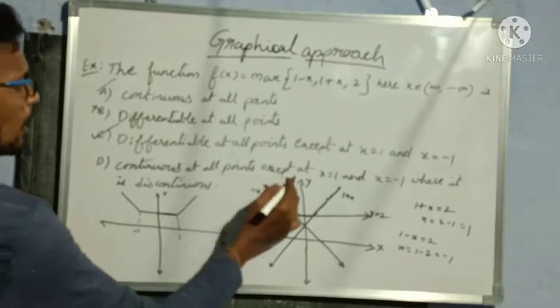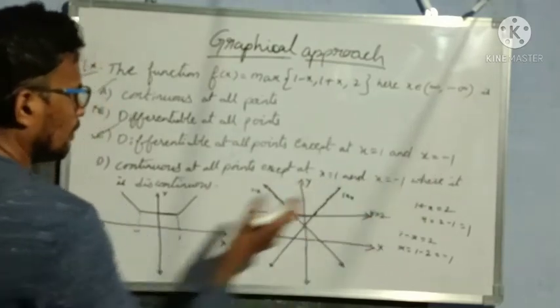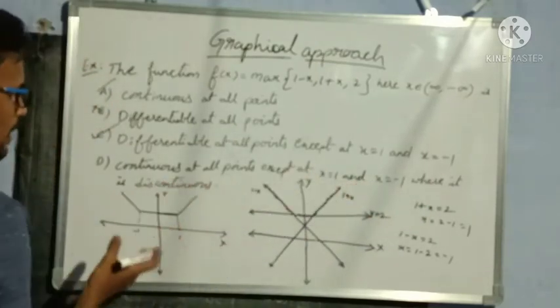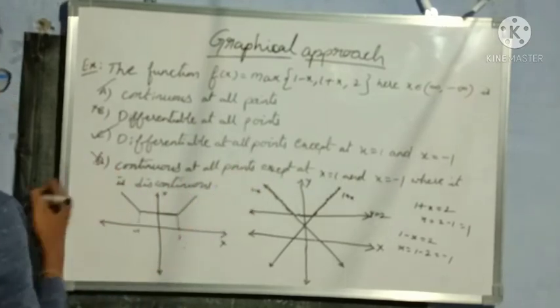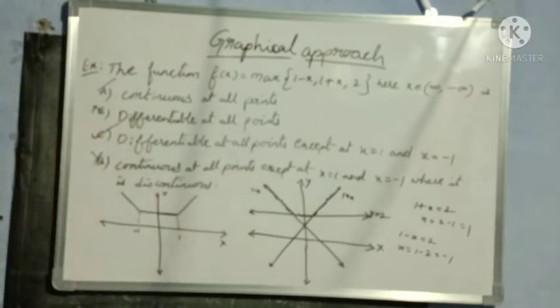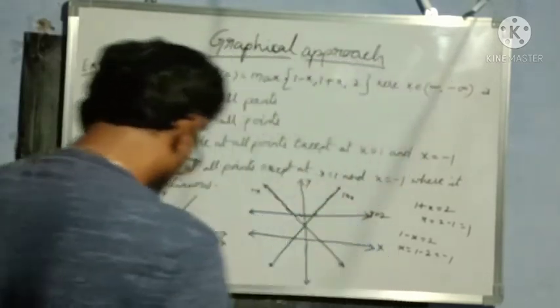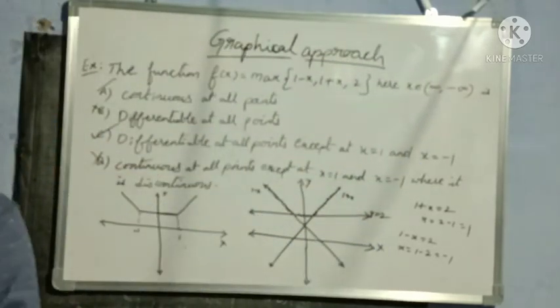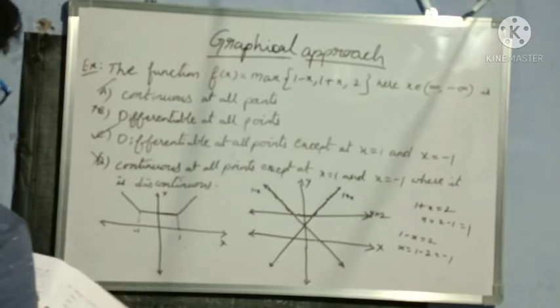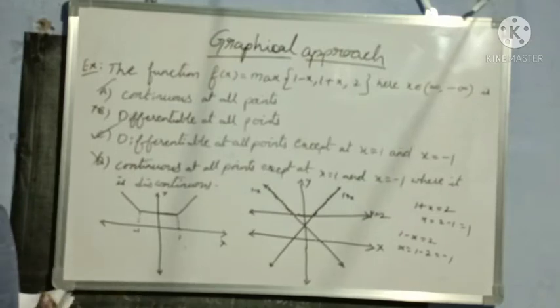Next, continuous at all points except at x is equal to 1. When it is continuous, there is no need of saying that this is discontinuous. This is also wrong. So only A and C are correct. Understood? This is an important problem given in the JEE question paper. Okay. Now let us see the next example.